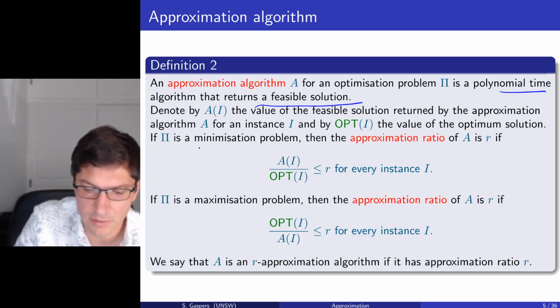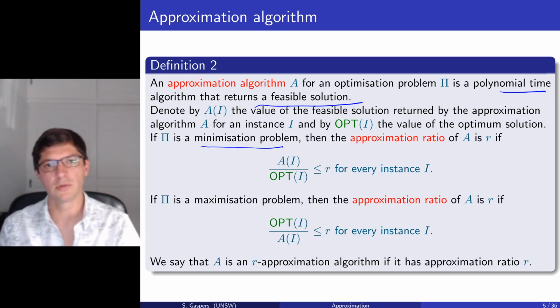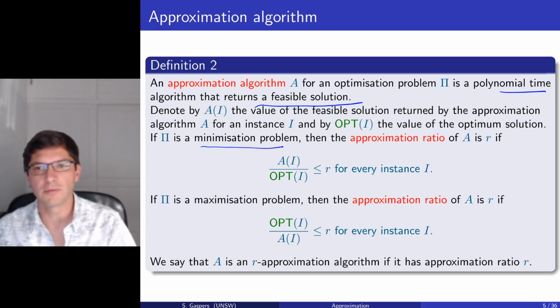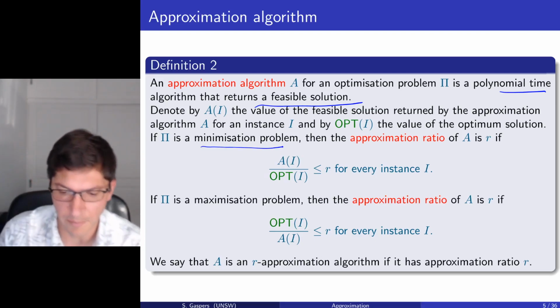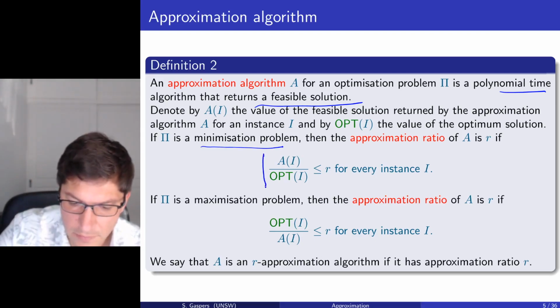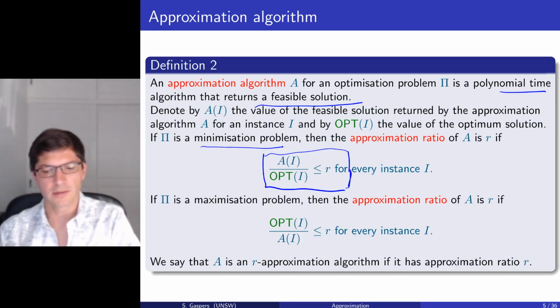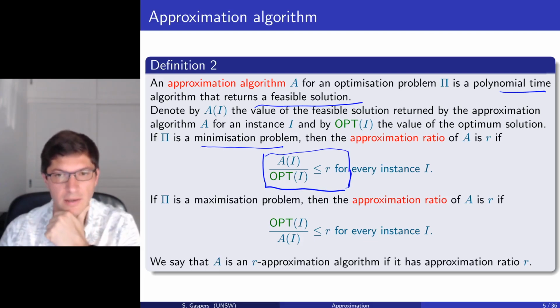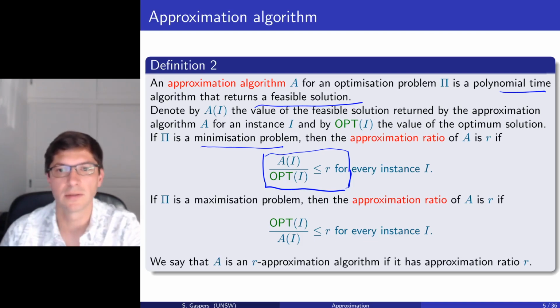And here we have a minimization problem. We want to minimize the size of the multi-way cut. So we need to establish some relationship between the size of the cut that is returned by the algorithm and the size of the smallest possible cut that an instance could have.